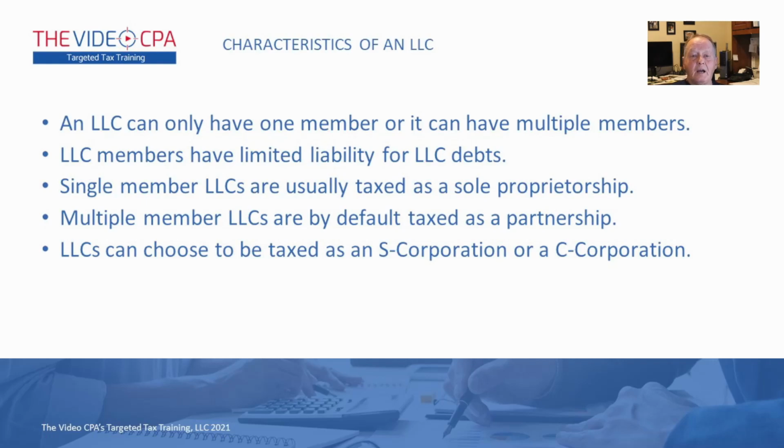Okay. Single-member LLCs are usually taxed as sole proprietorships. They can be taxed differently, but they're usually taxed as a sole proprietorship. Multiple-member LLCs are by default taxed as a partnership. So if you want an LLC taxed as something else, you have to make an election to the IRS to have it taxed as, say, an S corporation or a C corporation.